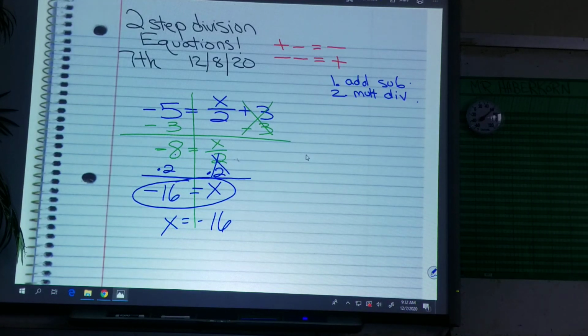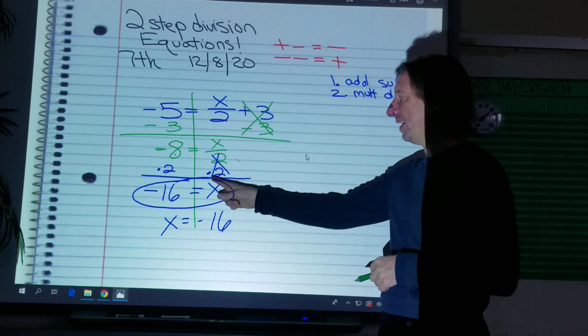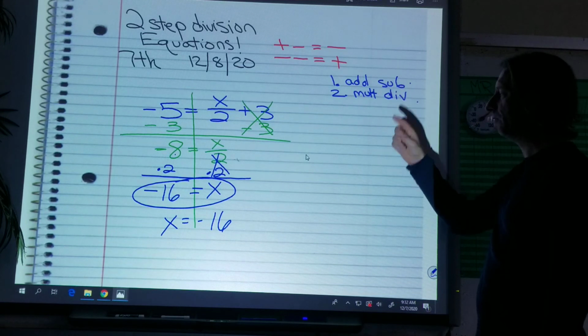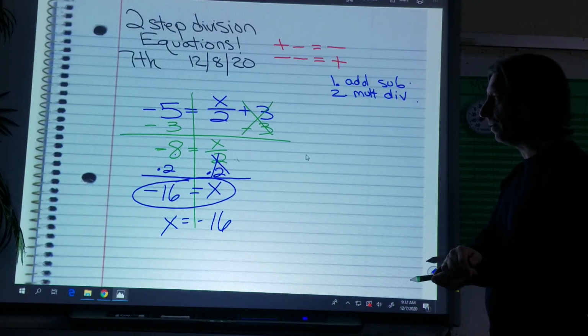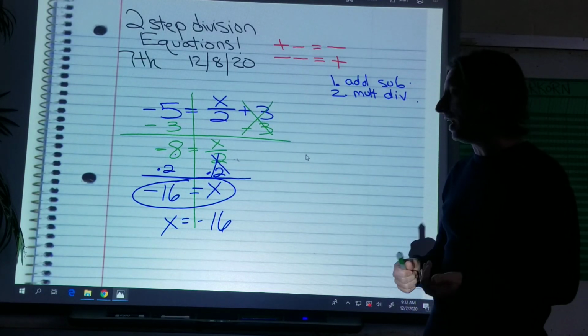All right, so that's all there really is to those. Just remember, this is division. The opposite of dividing is multiplying, right? Do your things in order. Add and subtract first, then multiply and divide. Yes, I know it's the opposite of order of operations. That's because everything we do in equations is kind of opposites, okay?